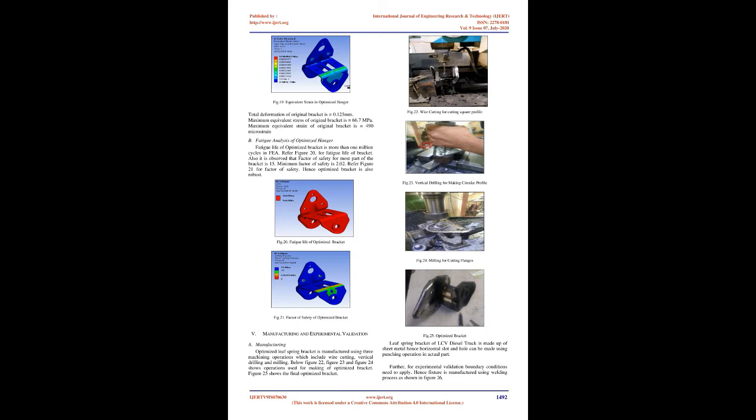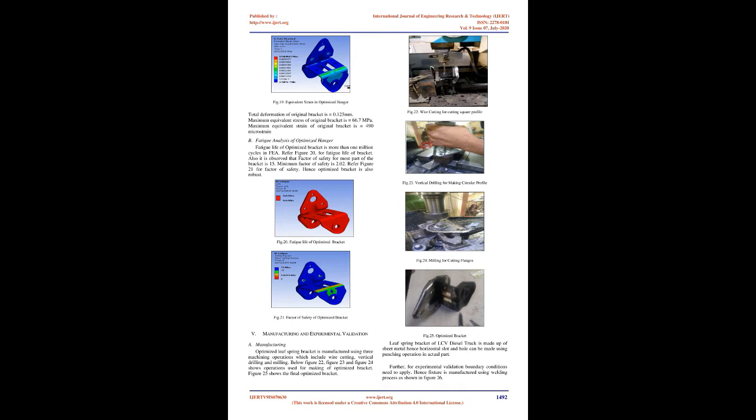B. Fatigue analysis of optimized bracket. Fatigue life of optimized bracket is more than 1 million cycles in FEA. Refer Figure 20, for fatigue life of bracket. Also it is observed that factor of safety for most part of the bracket is 15. Minimum factor of safety is 2.02. Refer Figure 21 for factor of safety. Hence optimized bracket is also robust.